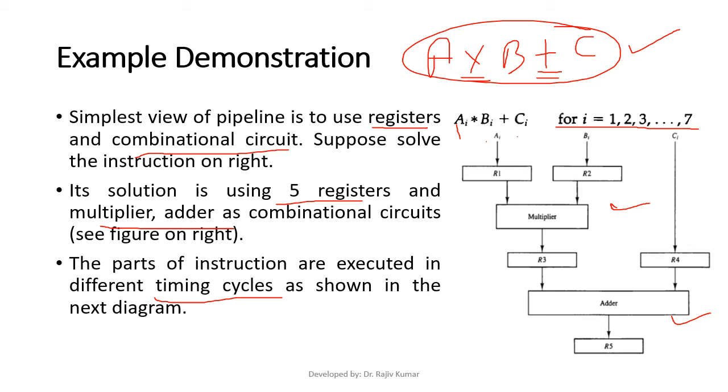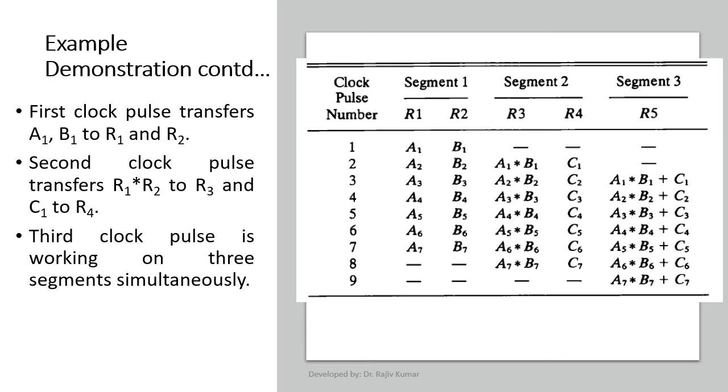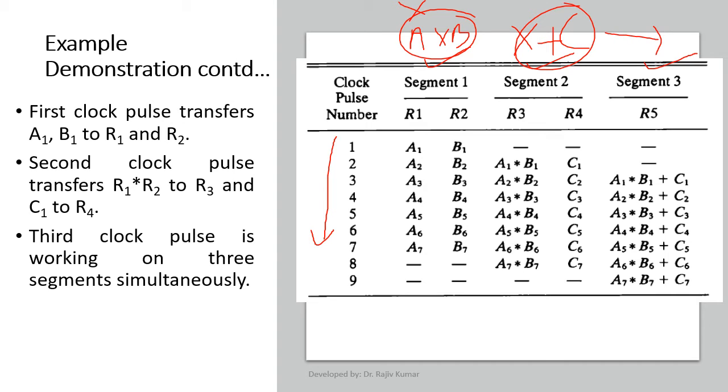Let's move to the next slide. Here we can see different timing cycles 1, 2, 3, etc., and the stages S1, S2, S3. As we know, A multiplied by B goes in segment 1, and whatever the output of this is, let's say X, goes into the next stage as X plus C. That goes into the final answer R5. All these stages are shown here using the registers.